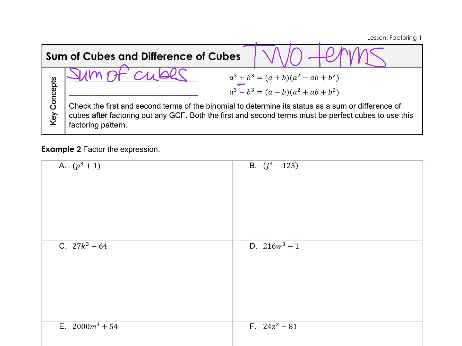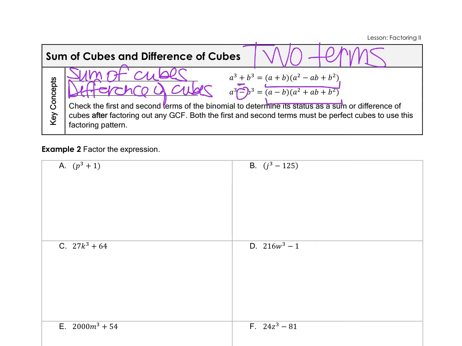Perfect cubes. A perfect cube is a number that is multiplied by itself 3 times to give you that perfect cube number. So 1 times 1 times 1 is 1, so 1 would be a perfect cube. 2 times 2 times 2 is 8, so 8 would be a perfect cube. Notice this one we are subtracting, so this is difference of cubes. Anytime you're factoring cubes, your answer will always look like this.